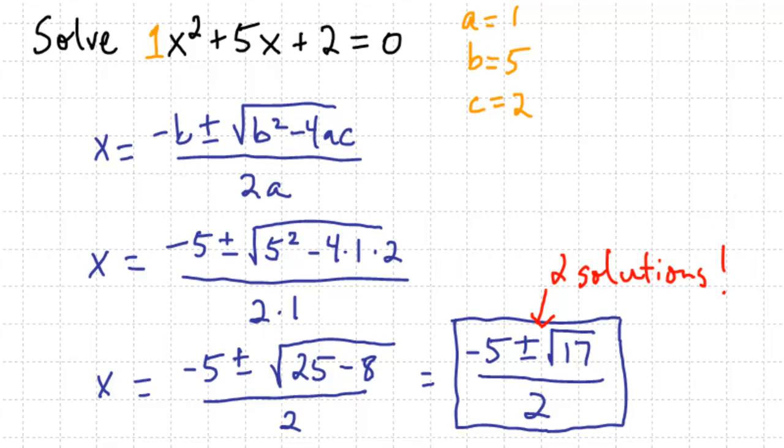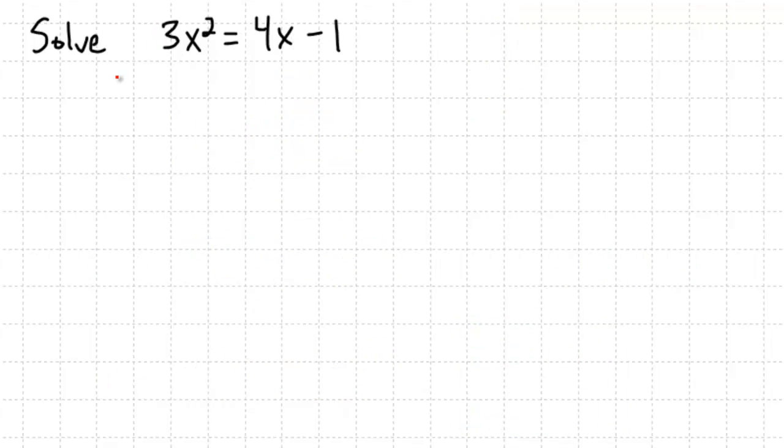Okay, let's take a look at another example. Okay. What I want to do is solve 3x squared equals 4x minus 1. Now, the first thing we should say to ourselves is that this equation is not in standard form.